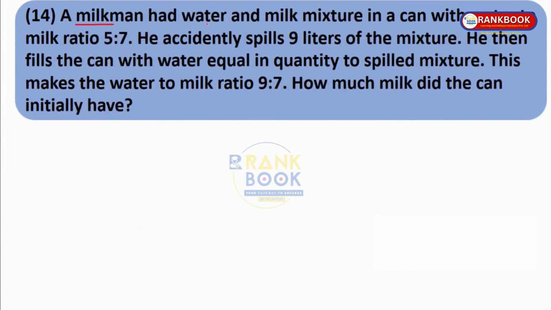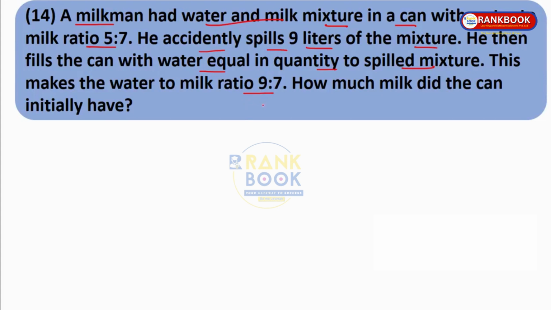A milkman had a water and milk mixture in a can with water to milk ratio 5:7. He accidentally spills 9 liters of the mixture. He then fills the can with water equal in quantity to the spilled mixture. This makes the water to milk ratio 9:7. How much milk did the can initially have?